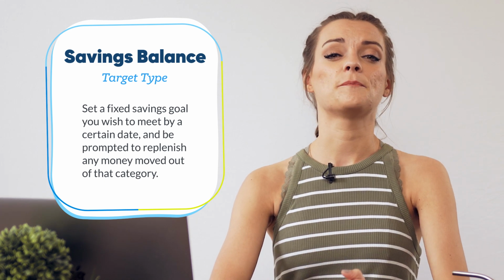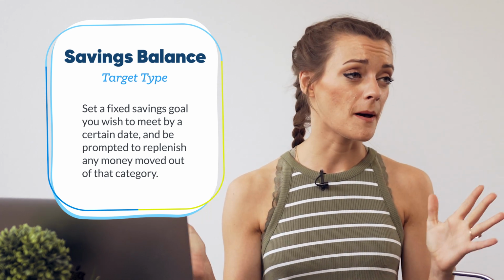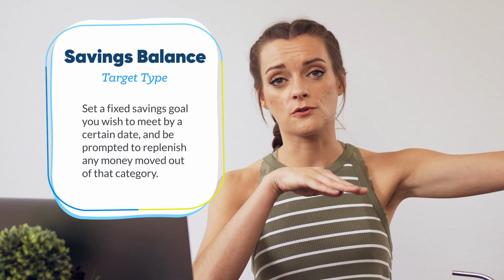This is the target type you want to use if you're trying to stash up a bunch of money for one thing further down the road. I'll also say that this target type works best if you know the general price tag that you're trying to save for, like $20,000 for a down payment on a house or $2,000 for a camera. The thing that makes a savings balance target different from a needed for spending target is that if I do end up needing to spend or borrow money out of that category, it will set back my progress.